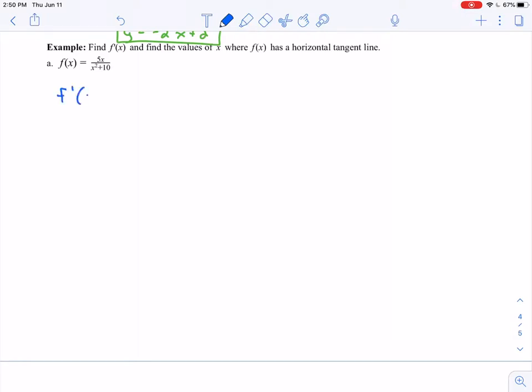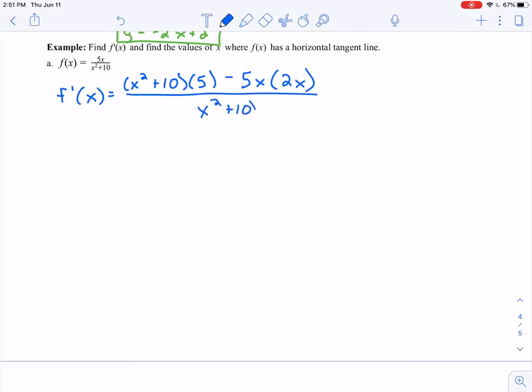So f prime of x, if I want to take the derivative here, my quotient rule, remembering, says low d high, so low, that's x squared plus 10. D high, derivative of my numerator, that would be just 5. Minus high, that's 5x. D low, derivative of my denominator, derivative of x squared plus 10, that would be 2x. All over x squared plus 10, quantity squared. Square the bottom, and away we go.